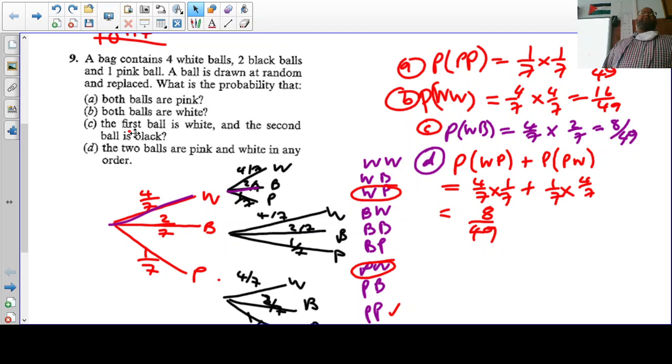Okay, any confusion there? No confusion? Okay.